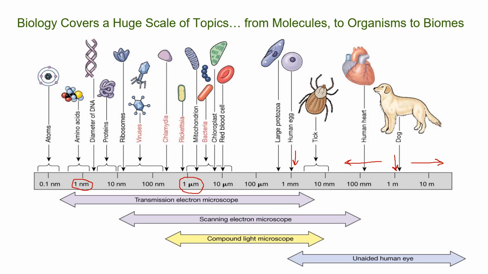When we get down to atoms, we're talking about things that are incredibly tiny. And as you can see down the bottom of this diagram, some of this is visible with a compound light microscope. That's the kind of microscope you'll have a chance to use in the lab. But these really tiny things, we need very sophisticated, very expensive electron microscopes.